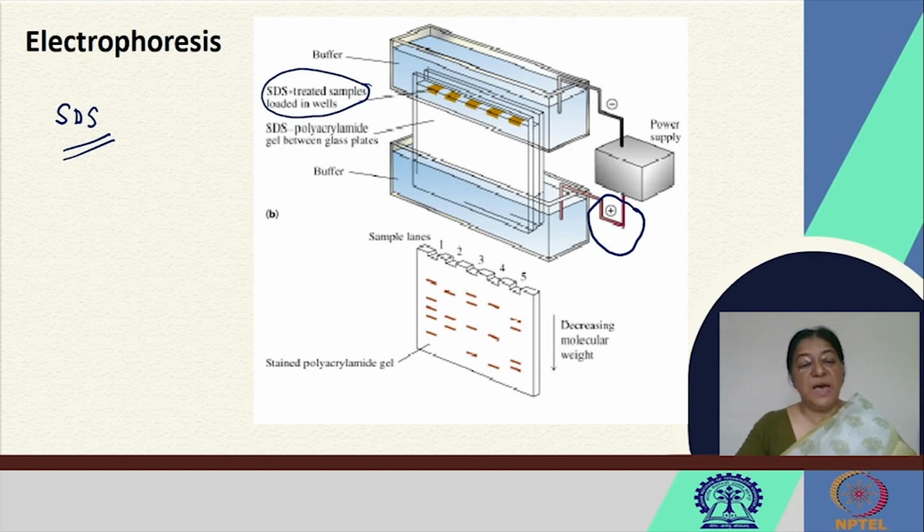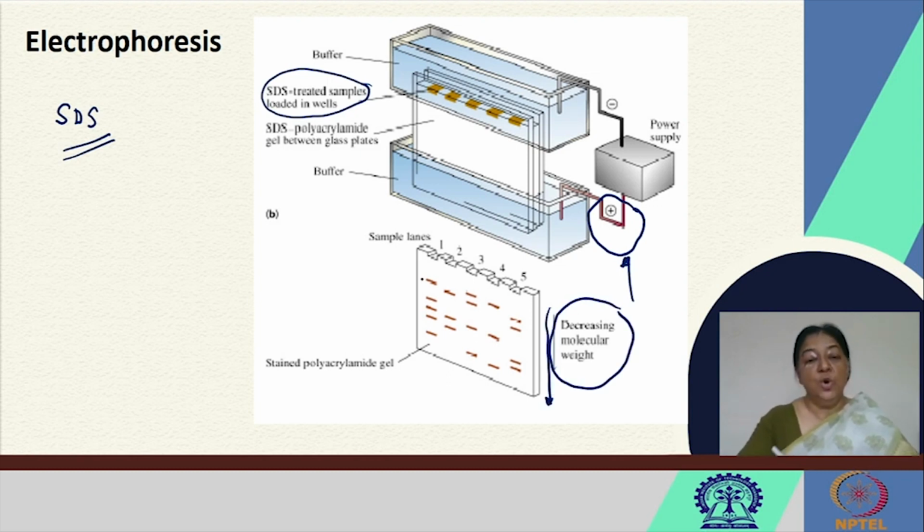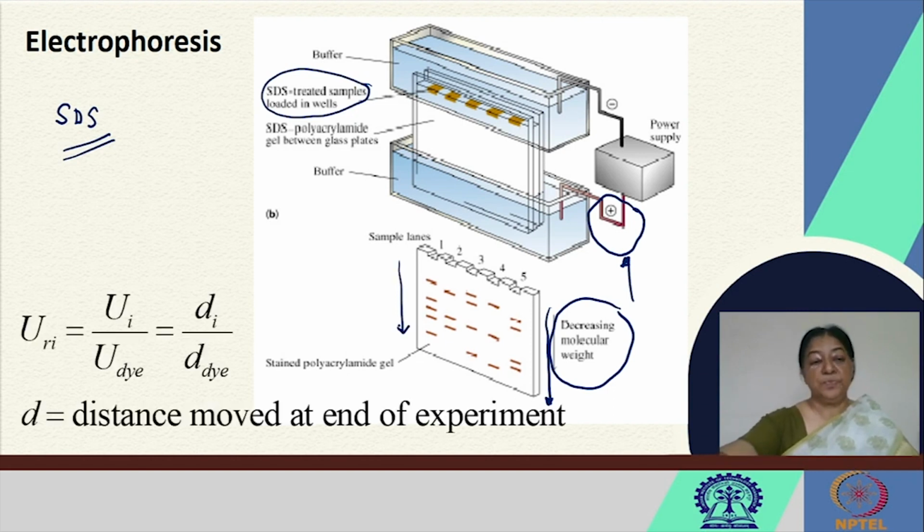Because all of them have a rendered negative charge, all of them will move to the positive electrode, and we would have decreasing molecular weight in this direction because the larger molecules would have more retardation and would be sluggish in their movement towards the positive electrode. So we have a certain distance that is going to be moved at the end of the experiment.